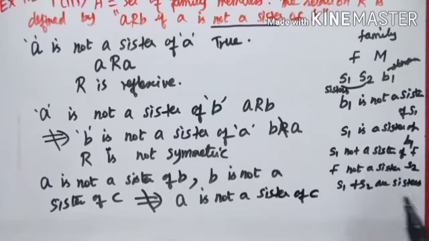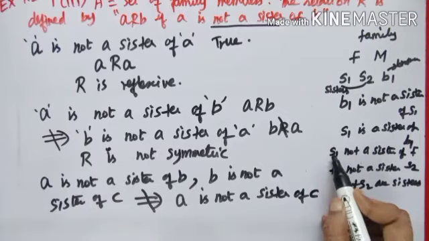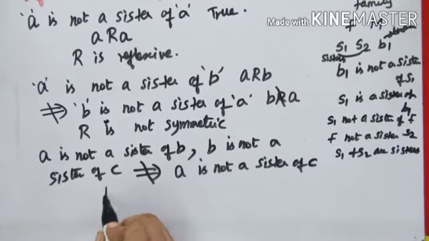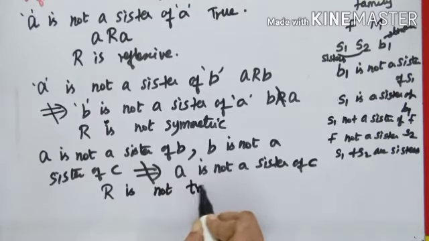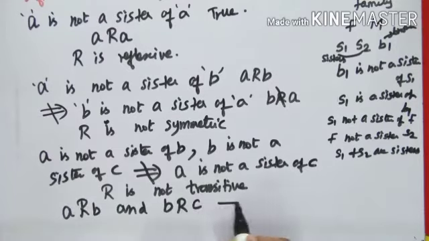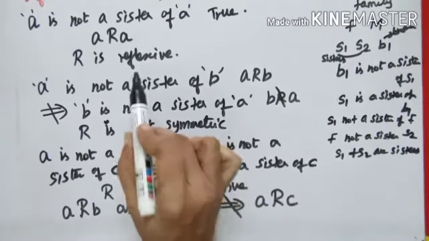Here we have given an example. First sister is not a sister of father, father is not a sister of S2. But S1 and S2 are sisters. So A is not a sister of B, B is not a sister of C, need not imply A is not a sister of C. So I will declare R is not transitive. So we have to give it a notation. A R B and B R C does not imply A R C. So the relation is not transitive, not symmetric, but reflexive.